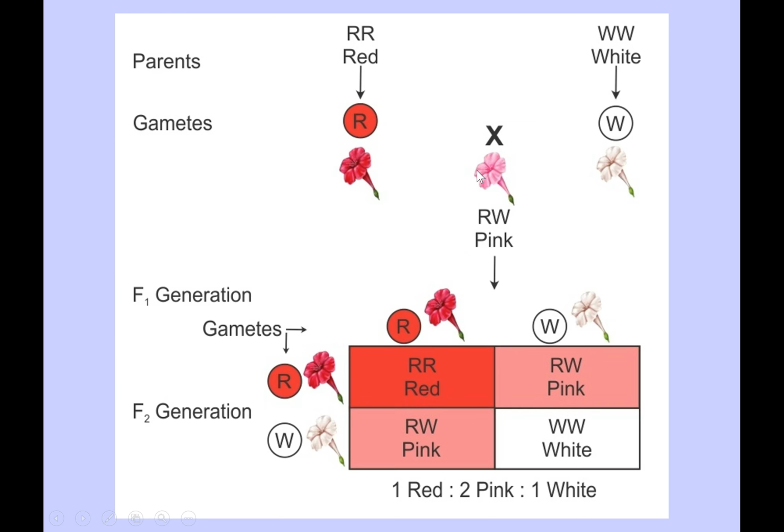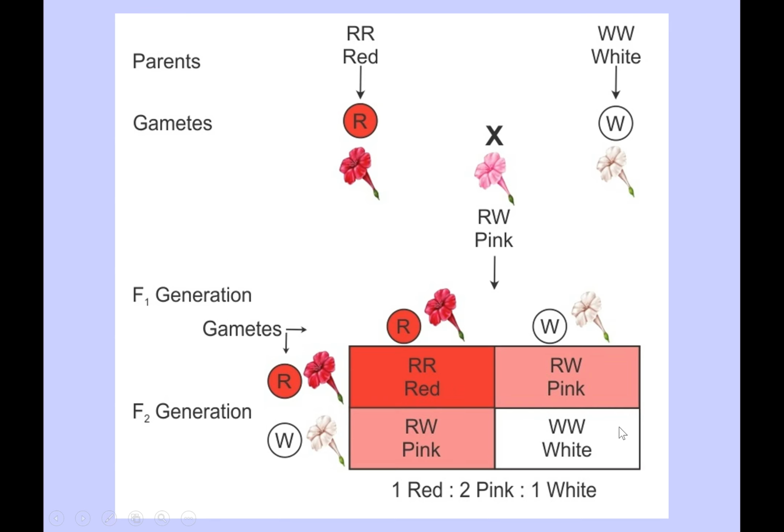If you were to take your pink offspring from what we call the F1 or the first generation and cross those flowers, so here's my first generation flower, RW, pink, RW, pink. If I were to take, this is again 2 from that first generation, and cross those 2 pink flowers, I have a 25% chance of getting a red flower, 50% chance of getting pink flowers, and a 25% chance of getting white flowers.